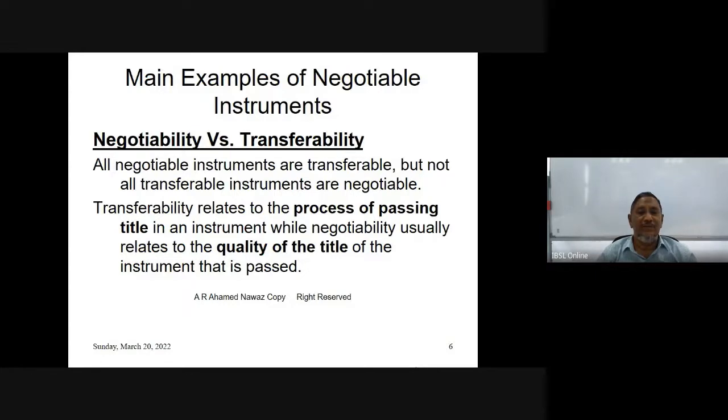That means transferability relates to the process of passing title in an instrument, while negotiability usually relates to the quality of the title of the instrument passed. This is the importance of negotiability and transferability. Negotiability concerns the quality of the title, whether defective or genuine. Transferability means passing the title, where the ownership is shifted from one person to another.